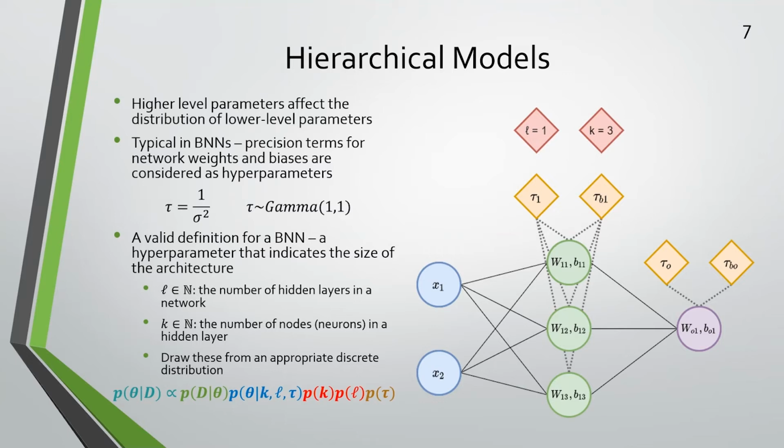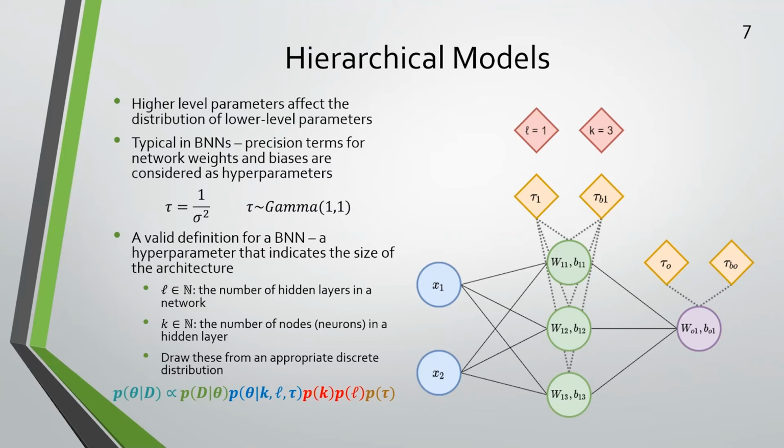But if there is dependence between parameters in our model, then we need to distinguish between low-level parameters and high-level parameters, depending on how many levels we have to our hierarchical model. So here I represent a hierarchical model by introducing these precisions, the inverse of the variances, that go into our prior distributions for the weights and the biases. But what I really want to focus on instead is the introduction, in the two red nodes here, of these hyperparameters that are going to control the architecture of the Bayesian neural network.